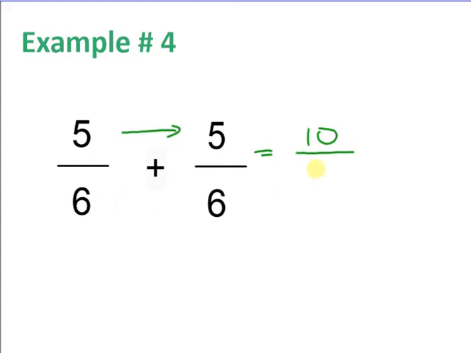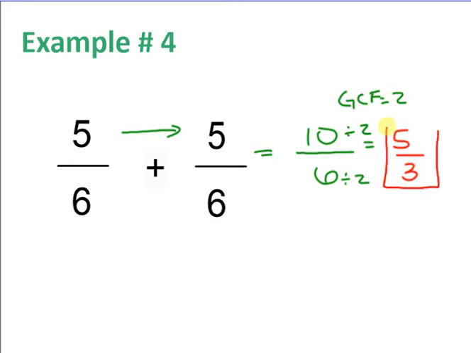And I'm going to keep the denominator the same. I'm just going to bring it over. This does need to be simplified. My GCF is 2. So I'm going to divide the top by 2. And I'm going to divide the bottom by 2. 10 divided by 2 is 5. And 6 divided by 2 is 3. You could leave this as your answer, or also make it a mixed number. 3 goes into 5 one time for 3. The difference between 3 and 5 is 2, and I leave the bottom the same.